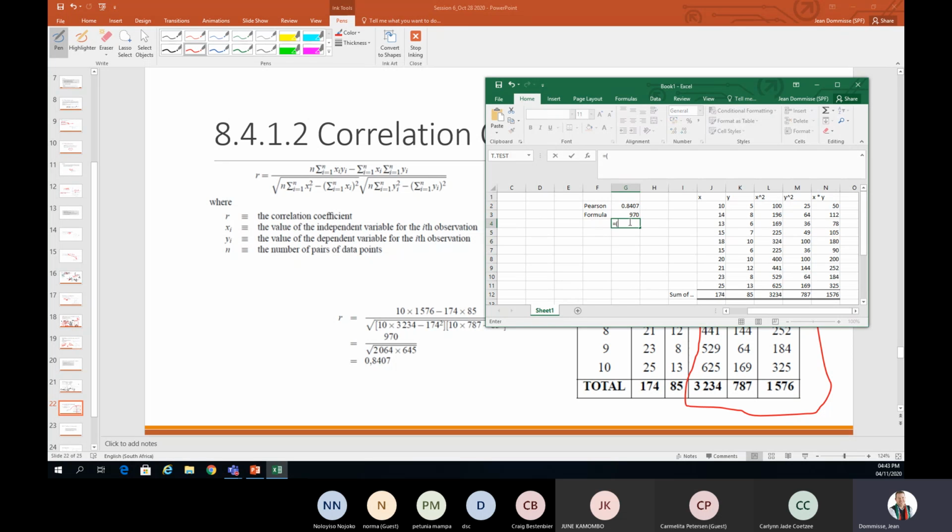Then let's do the part at the bottom separately. So the square root of the things that are inside. So square root of n times, I think this one we just need a lot of brackets. So we've got x to the power of 2 minus, what is that? The total of x to the power of 2. So it is a really complicated formula.